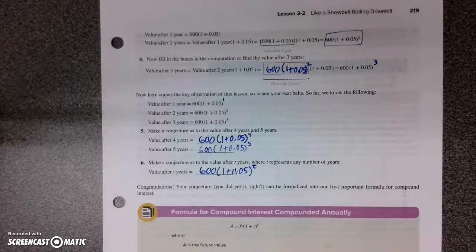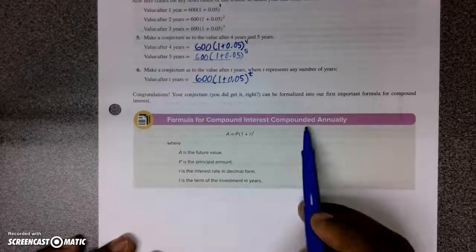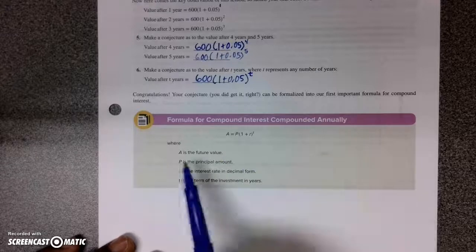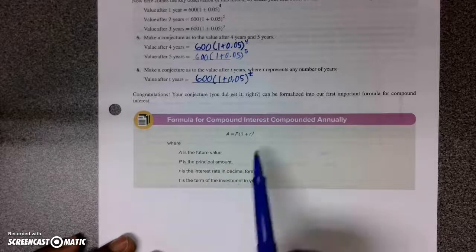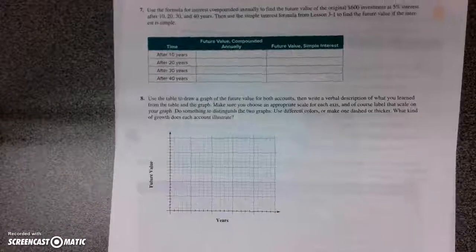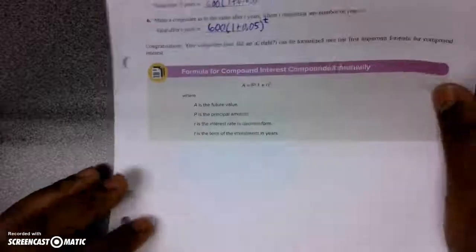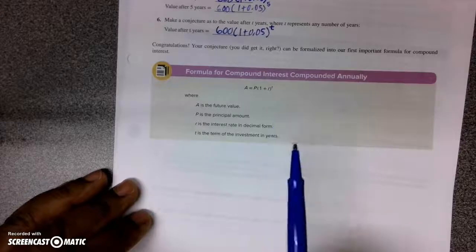Congratulations, your conjecture, you did get it right, can be formalized into our first important formula for compound interest. So we have the formula for compound interest compounded annually, which is this formula here. A is the future value, P is the principal, R is the interest rate, and T is the term, or the time in years. Oh, and by the way, on your one sheet of notes you're allowed to use on your exam, I would definitely put this formula on there as well.